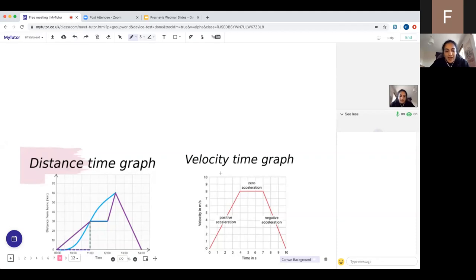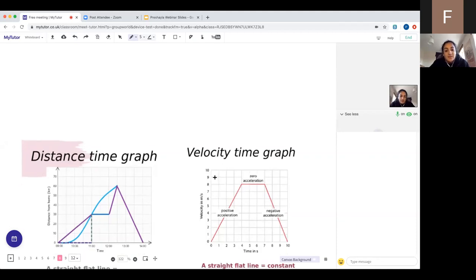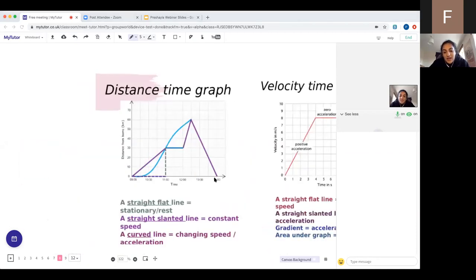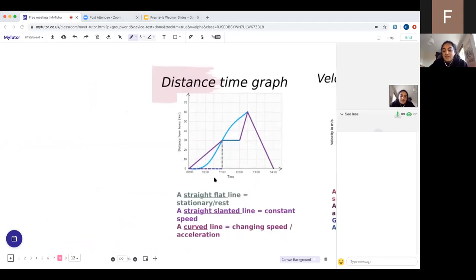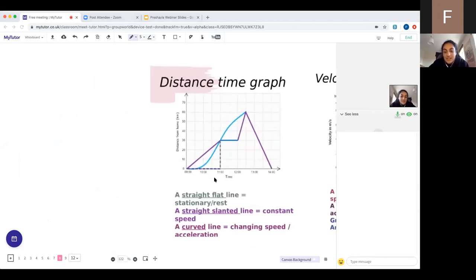Okay, so a straight slanted line is a constant speed. So well done if you said that. And a straight flat line is stationary. So a straight slanted line is a constant speed. It does a certain distance in a certain time, and the gradient never changes. A straight flat line means that it doesn't go any distance in a certain amount of time.